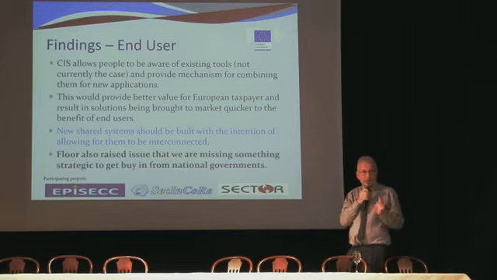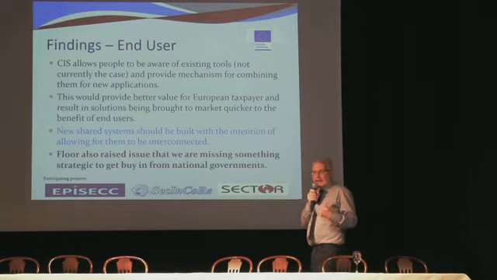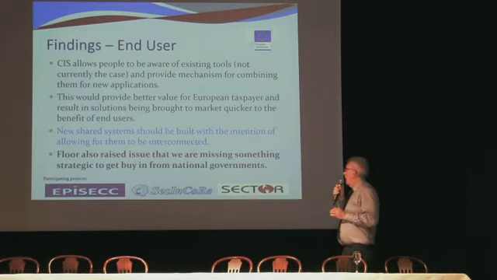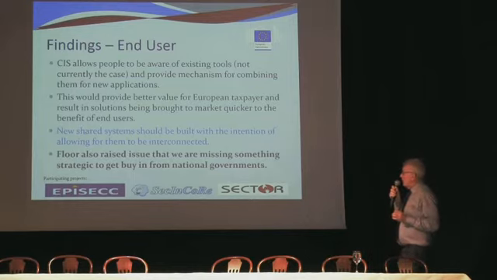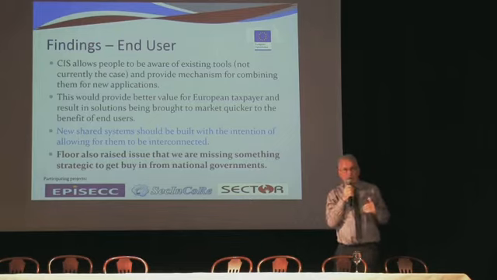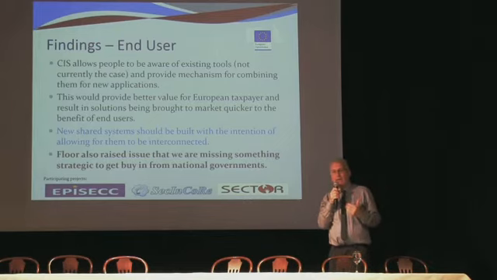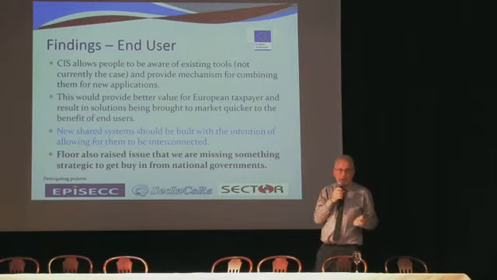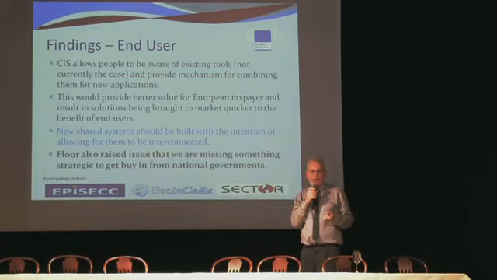So again, the end users say, technology is great, but we've got to get it to us. And somehow there's a strategic problem between having the technology that's been demonstrated quite well today and getting it to the end users. And we have to recognize that's there. New shared systems should be built with the intention of allowing them to interconnect. So they're saying there's no point in going off and creating peripheral systems. They have to be designed with interoperability to the foreground, from a semantic point of view, from a technological point of view.